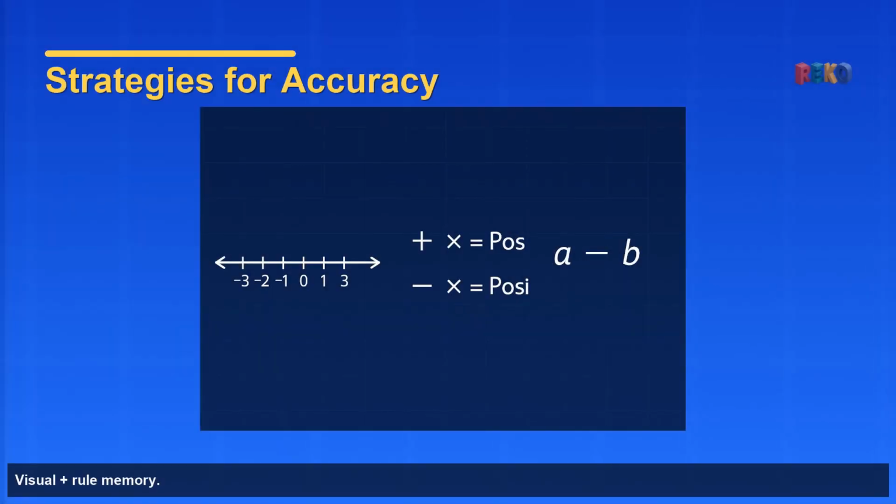To stay accurate with integer problems, try 3 simple habits. First, sketch a quick number line. It helps you visualize direction and sign changes. Second, memorize the sign rules for multiplication and division so they come naturally. And third, whenever you see subtraction, rewrite it as adding the opposite. This keeps your signs consistent and avoids mistakes.